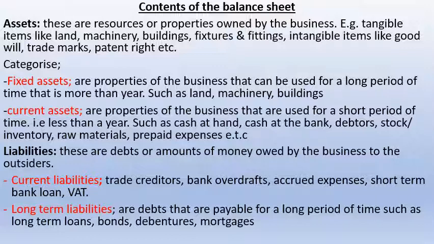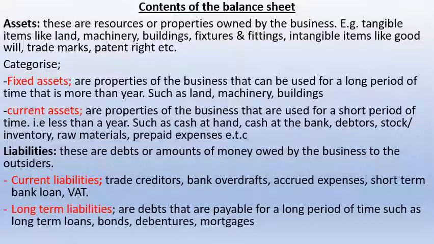Fixed assets are properties of the business that can be used for a long period of time, not less than a year, such as those ones. And then current assets are properties owned by the business but used for a short period of time that does not exceed a year, such as cash at hand, cash in the bank, debtors, closing stock, raw materials, prepaid expenses, among others.